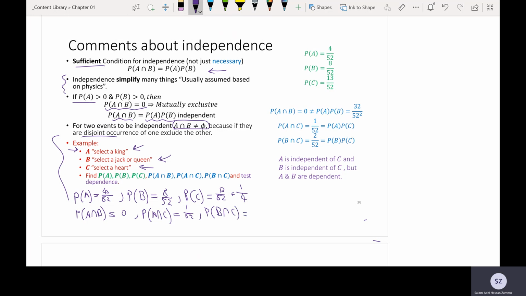And selecting now B and C. Can we select a jack or queen and a heart at the same time? Yes, we can, and it is 2 over 52.